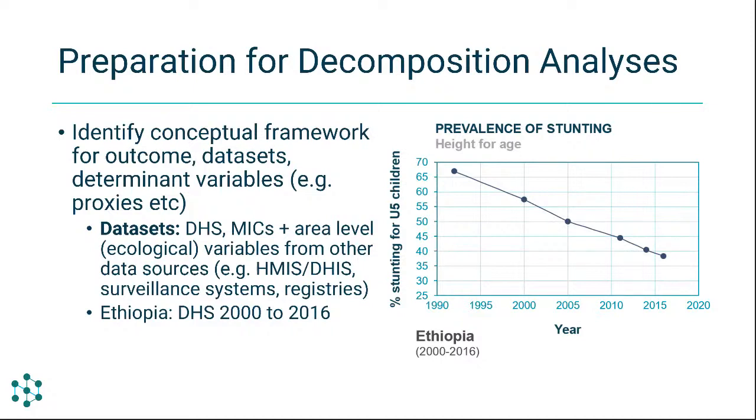For Ethiopia specifically, we were lucky in that there were DHS surveys conducted in the year 2000 and 2016, so aligned nicely with our time period of interest. So those were the main surveys that we used, and the outcome of interest, of course, was stunting or its continuous form, height-for-age Z-score.